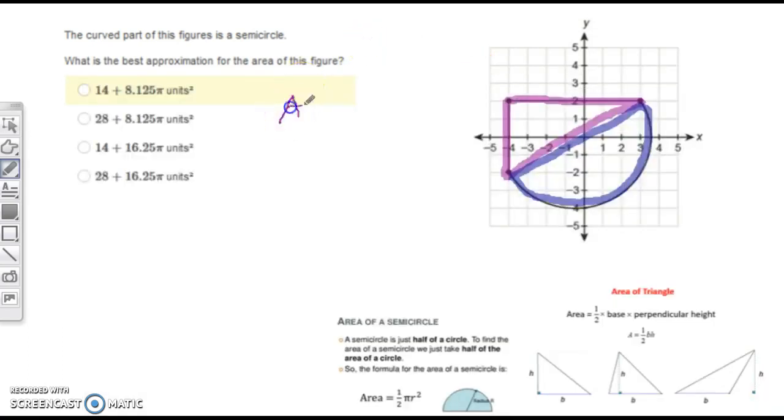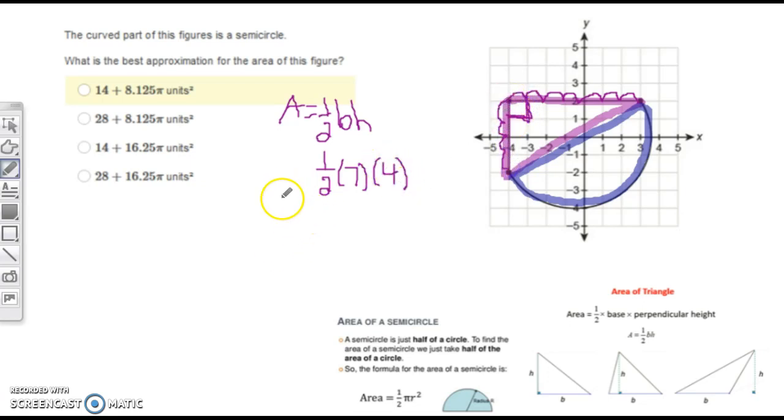We've been doing that one a lot. Area equals 1/2 base times height. I'm going to let this horizontal line be the base. 1, 2, 3, 4, 5, 6, 7. And then remember the height has to be perpendicular, which this one already is, so I can just count it. So for the area of the triangle, we get 14 units squared.